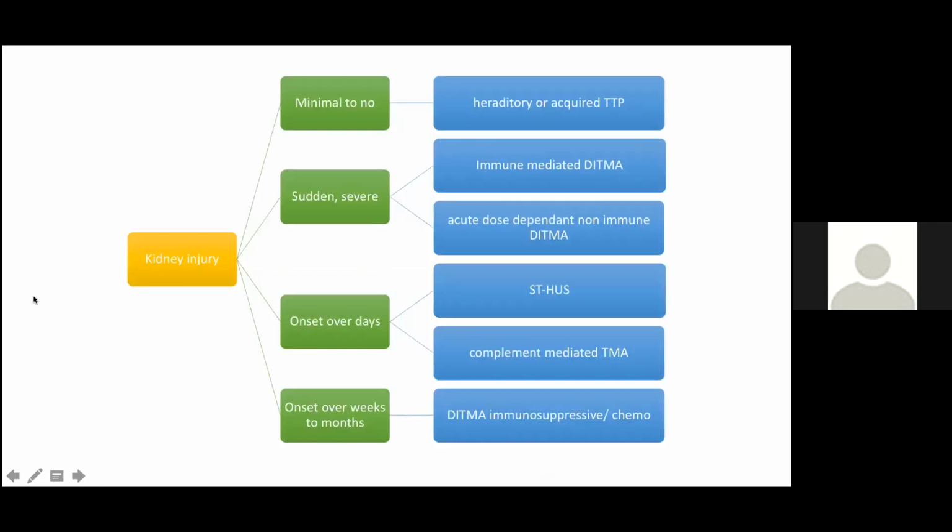And according to kidney injury, again, you can suspect the type of primary thrombotic microangiopathy. Minimal or no kidney injury: hereditary or acquired TTP. Sudden severe: immune-mediated drug-induced thrombotic microangiopathy, commonly, and very rarely this. Onset over days: HUS and complement-mediated ones. Onset over weeks: drug-induced, dose-dependent thrombotic microangiopathy, usually immunosuppressives and chemotherapy agents.